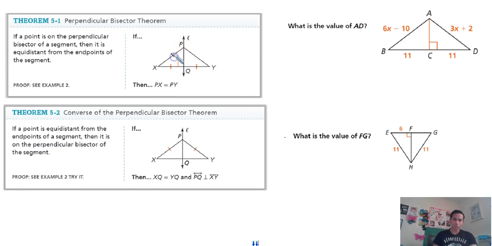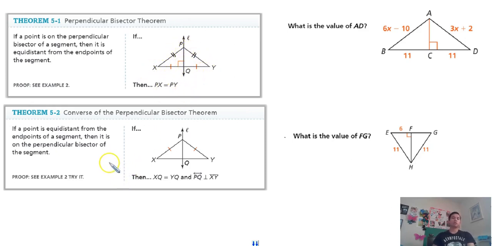So this side here is automatically congruent to PY, because line L cut your segment XY into two equal parts, so you have XQ congruent to YQ. Therefore, you have PX congruent to your PY also.